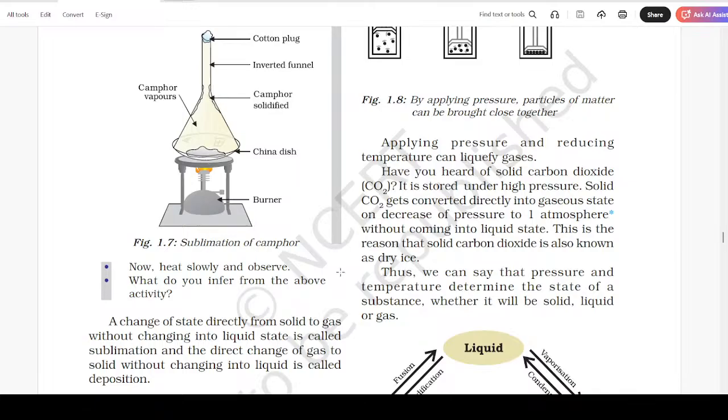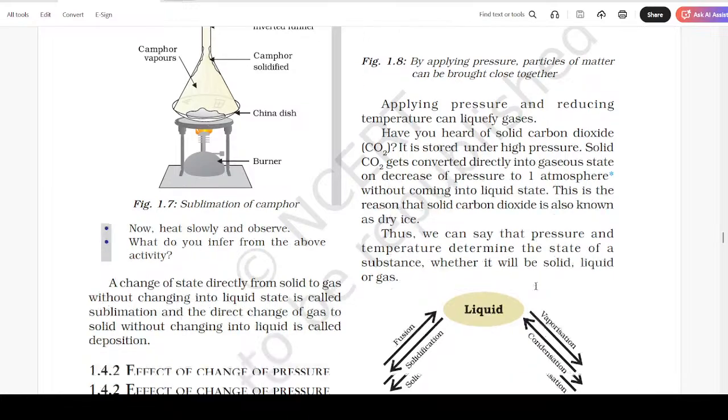Applying pressure and reducing temperature can liquefy a gas. Have you heard of solid carbon dioxide, CO2? It is stored under high pressure. Solid CO2 gets converted directly into gaseous state on decreasing the pressure to 1 atmosphere without coming into liquid state. This is the reason that solid carbon dioxide is also known as dry ice. Thus, we can say that pressure and temperature determine the state of a substance, whether it will be solid, liquid, or gas.